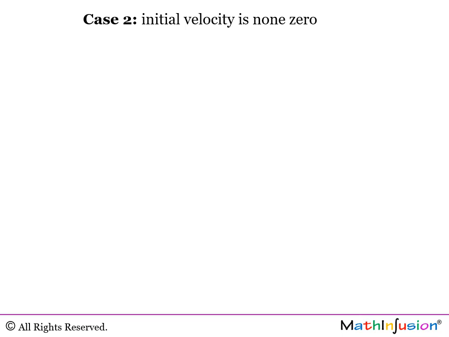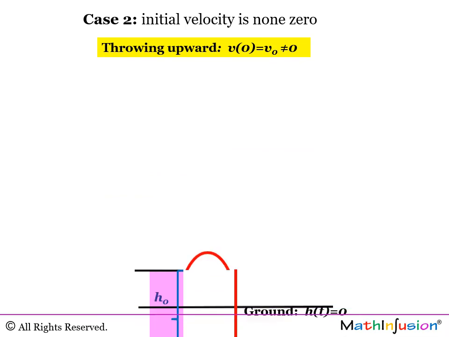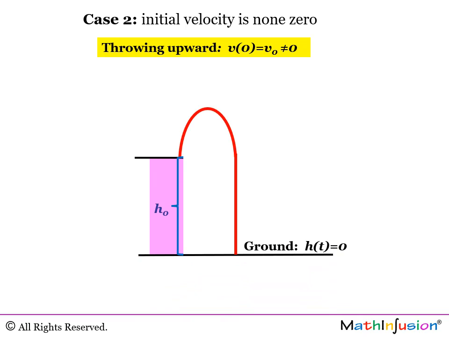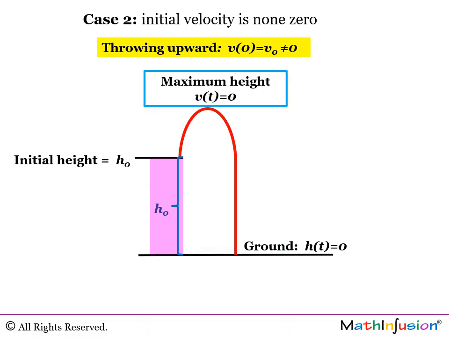Case 2, the initial velocity is non-zero. It means that we are actually throwing the object upward. At maximum height, the velocity is 0. This is the reason for the object to start going down. We give it initial velocity so it goes up, but when the velocity reaches 0, then it just drops, because when the velocity is 0, the object drops.